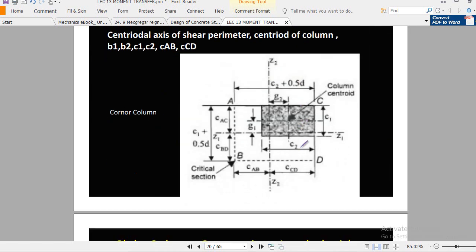If we have, let's say, the corner column, in the corner column you see here the Z2 axis and Z1 axis, or this may be represented by the W axis, right? Now here is the centroid of the column, and here is the centroid. You see here both axes intersect at this point, so that's why this is now the centroid of the shear perimeter, and Z1 and Z2 are the centroidal axes of the shear perimeter. This is very, very important.